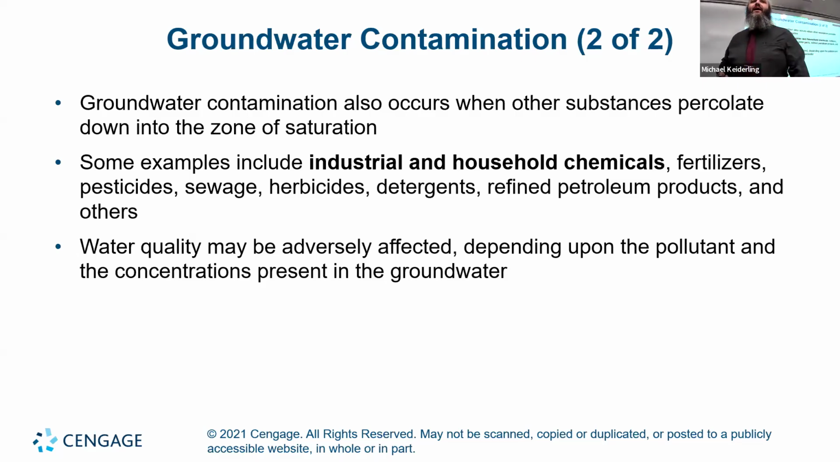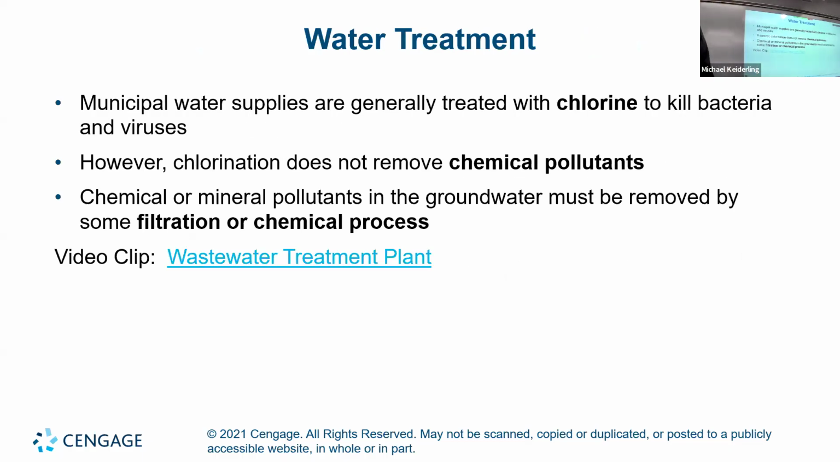So, biological stuff like sewage is probably bad, but it's not that bad because that'll clear itself up over time. And if the aquifer is of the right type, it'll actually act as a filter and can deal with it. So water is treated to make it safe to consume. Municipal water supplies are generally treated with chlorine to kill bacteria and viruses, but chlorination does not remove chemical pollutants. So chemical and mineral pollutants in the groundwater have to be removed by some filtration or chemical process.